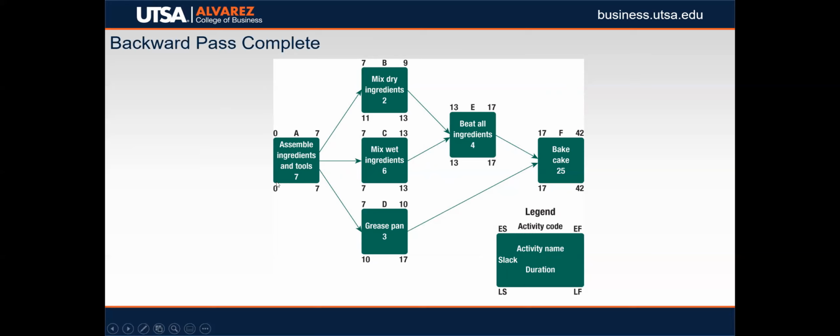7 minus 7 is 0. Now from this, you can easily see if you subtract 7 from 7, that's a 0. 13 from 13, that's a 0. 17 from 17 is 0. 42 from 42 is 0. So you can quickly see where the critical path is.